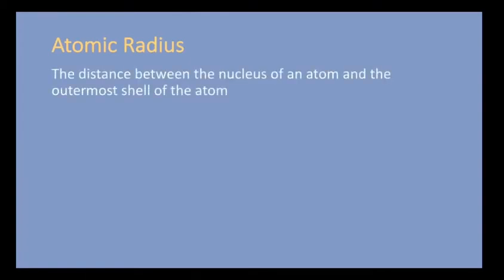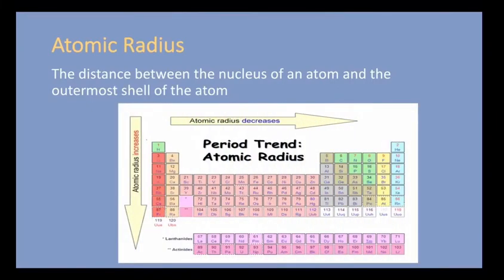Next trend I'm going to be talking about is the atomic radius. Atomic radius is the distance between the nucleus of an atom and the outermost shell of the atom. We can see the trend shown in this diagram. Atomic radius decreases as we go across a period from left to right, and increases as we go down a column from up to down.